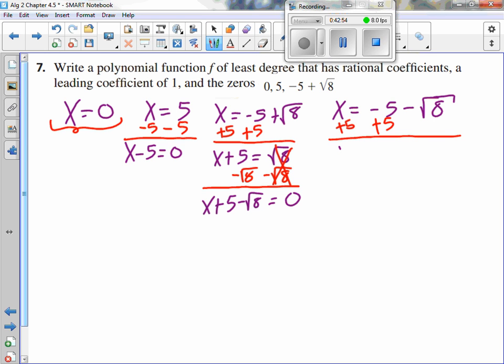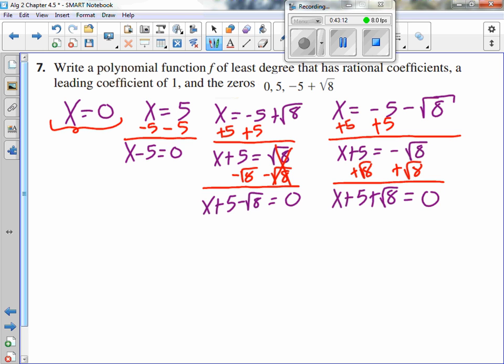Add 5 and get x plus 5 equals negative square root of 8. This time we would add the square root of 8 to both sides. You get x plus 5 plus the square root of 8 is equal to 0.